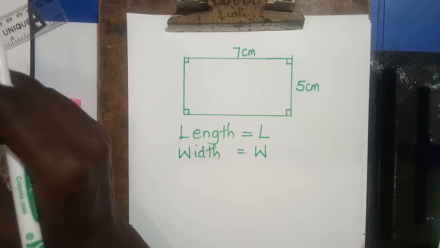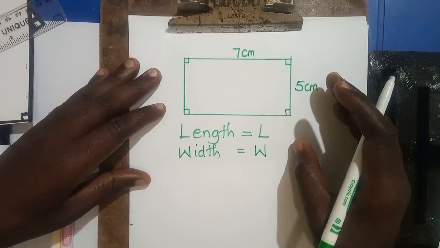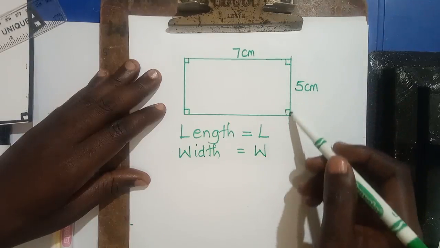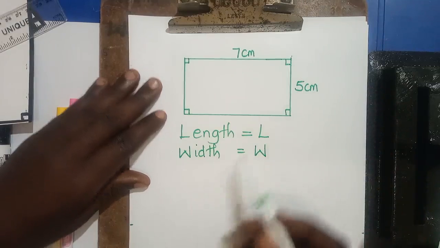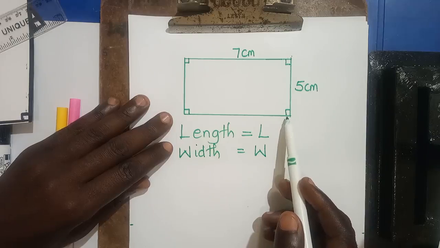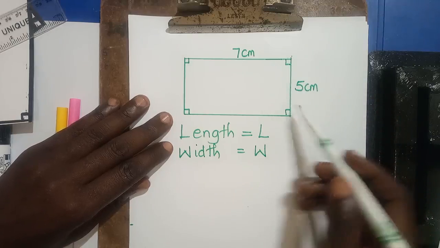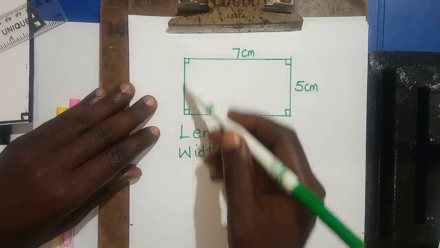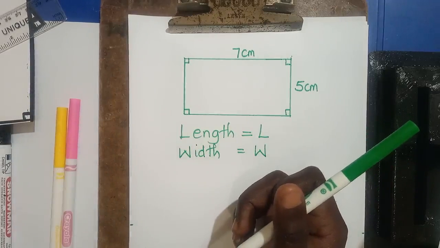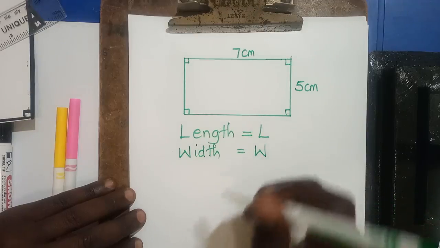Now, if you are to find the area of a figure which is a rectangle, you only focus on the side you have. If this side is 7 centimeter, it means the other side, which is here down, is also supposed to be 7 centimeter. If this line is 5 centimeter, this line also is supposed to be 5 centimeters. Now, how can you find the area of the figure which is called a rectangle?